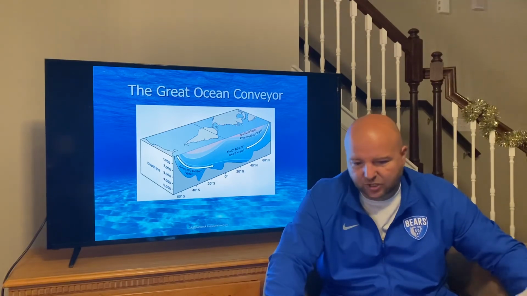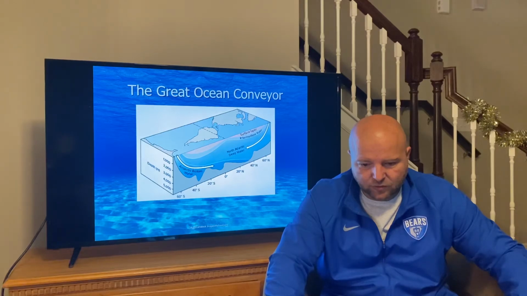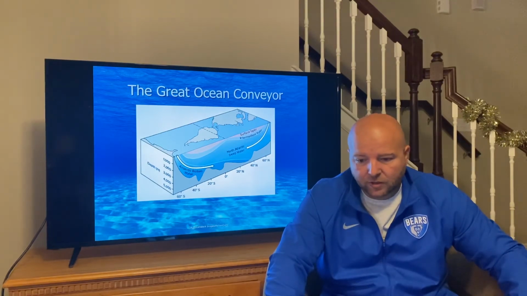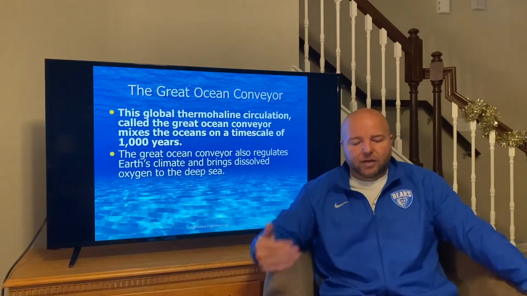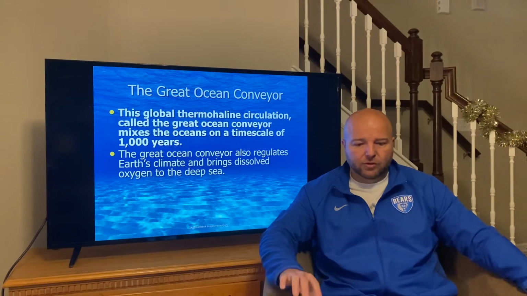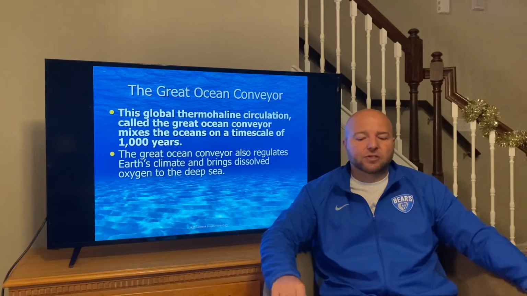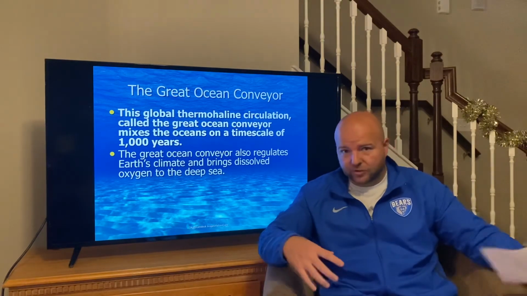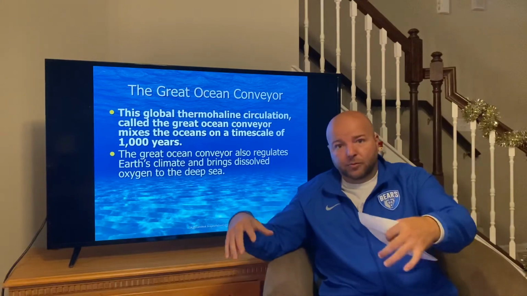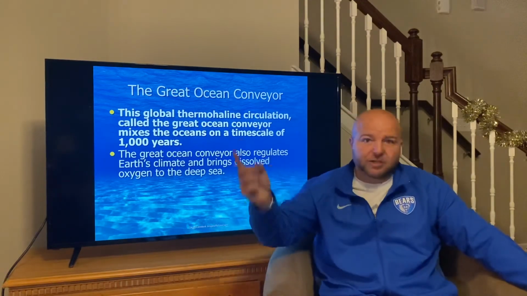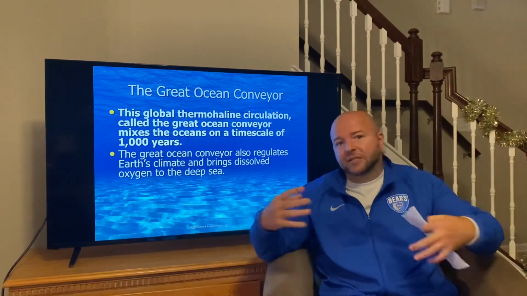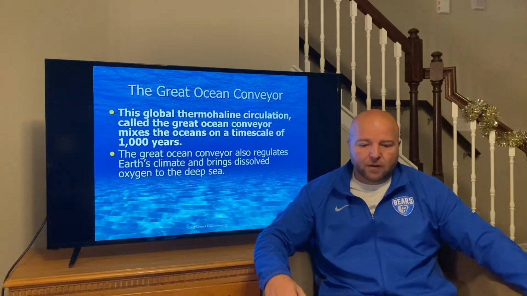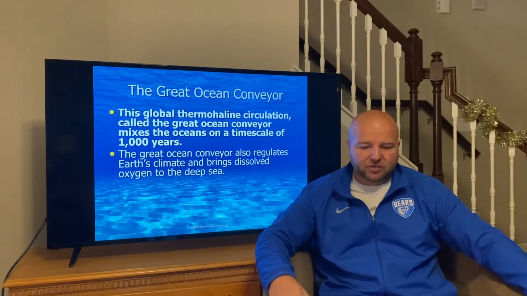So, a little image here of the Great Ocean Conveyor. It is water on the move around the world. And actually, two more slides here. So the last thing for the Great Ocean Conveyor, this global thermohaline circulation called the Great Ocean Conveyor mixes the ocean roughly every 1,000 years. So this water is on the move, up and down because of density, and then around because of currents. And because of the movement, this water is mixing the ocean over time. And mixes the ocean roughly every 1,000 years.